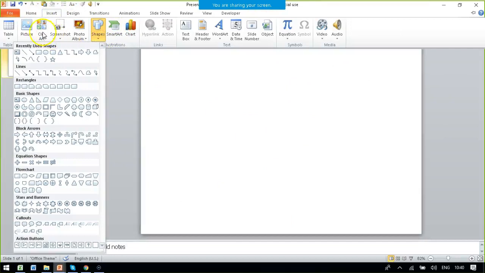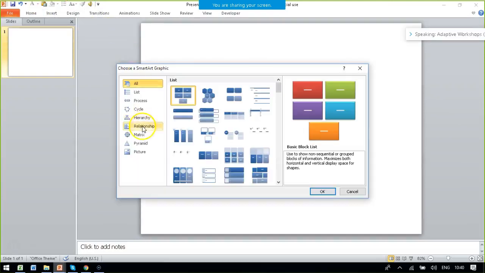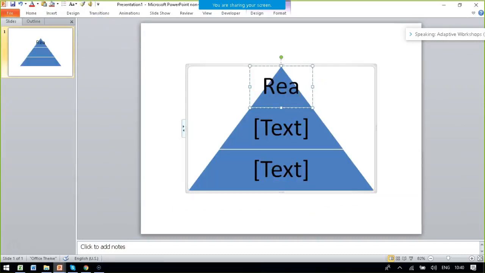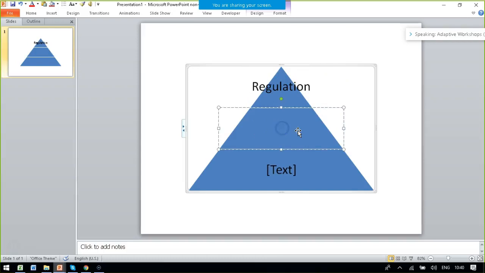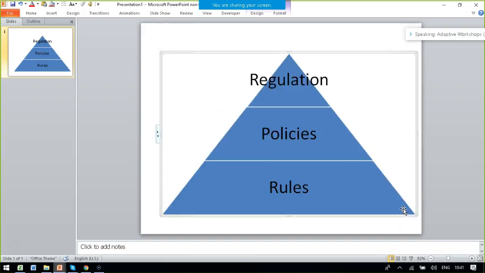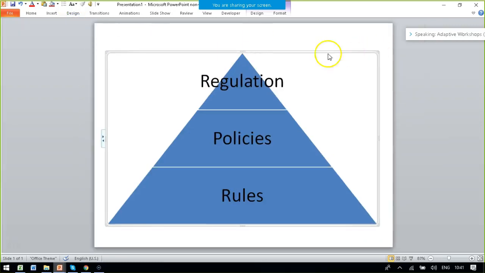In fact, for an organization, if you look at the hierarchy, it's possibly this. Whatever experience I have gathered with my clients, usually I would see it this way. Insert a SmartArt, and if I look at a pyramid, at the highest level you have regulation, which usually comes from government bodies. Then come the policies, which are formed by the organization, and then come the rules, which are formed again to follow the policies. You must have policies catering to the regulation, because if you don't, you can run into trouble.